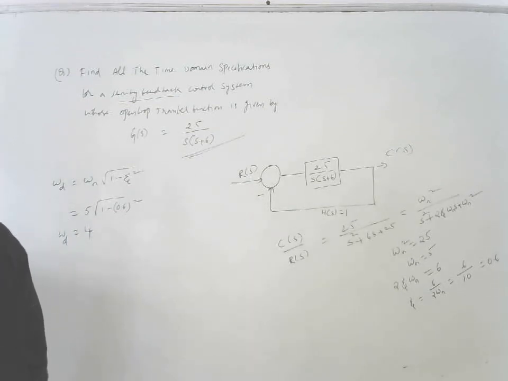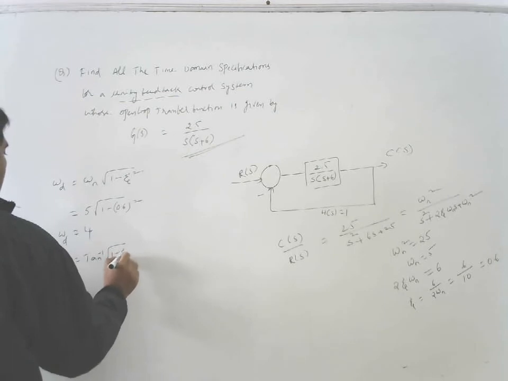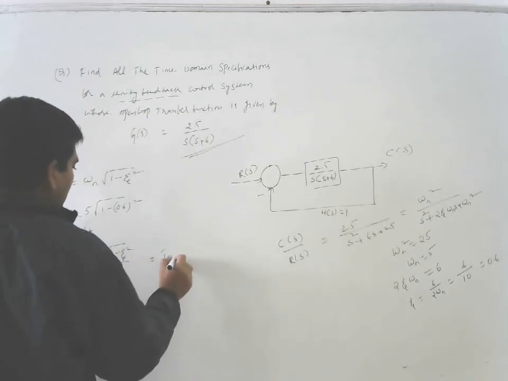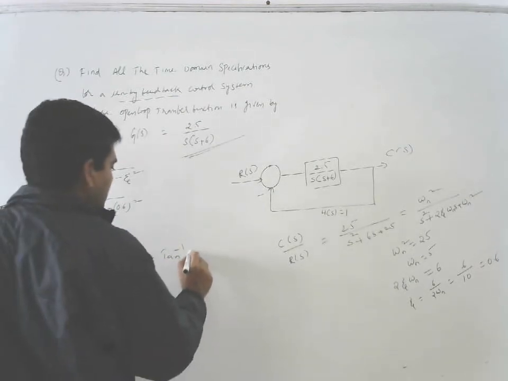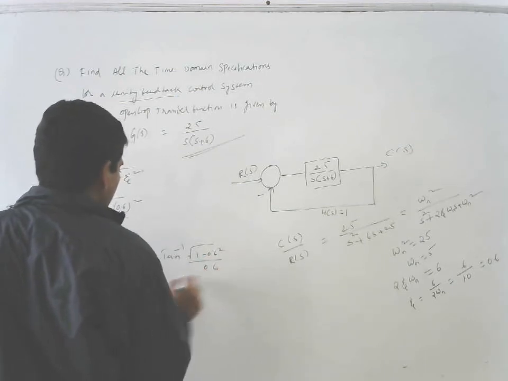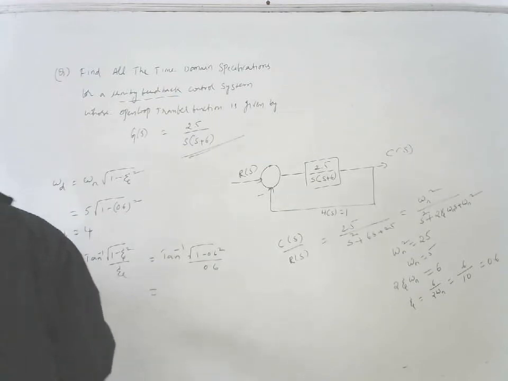After that, theta equals how much? Tan inverse of square root of 1 minus zeta square by zeta. I am just substituting the values. If you have any calculation doubt, just substitute and do the calculation. Square root of 1 minus 0.6 whole square by 0.6. Simplifying, theta we are going to get is 0.92 radians.